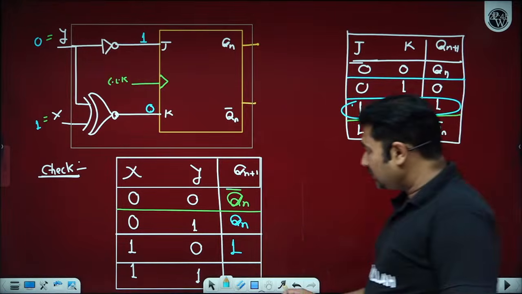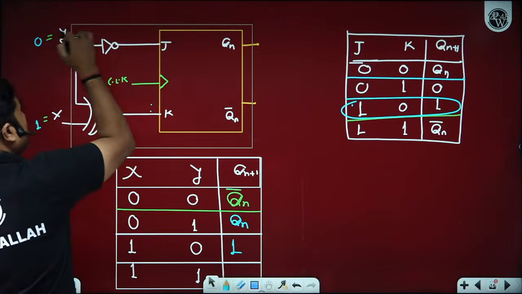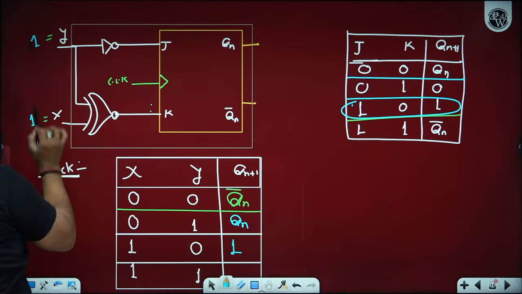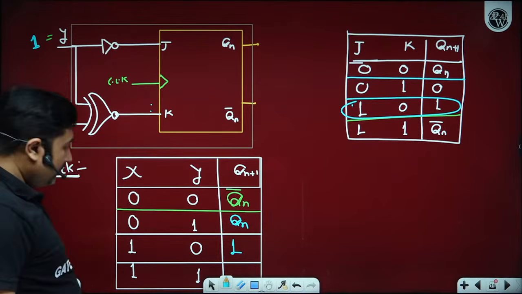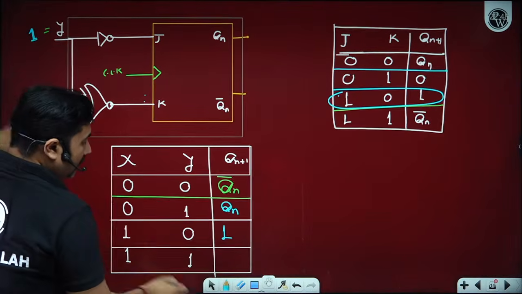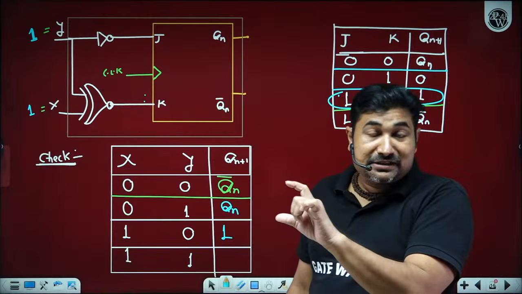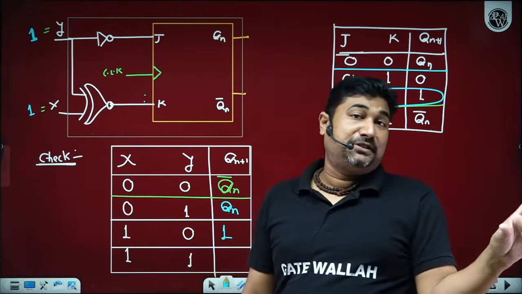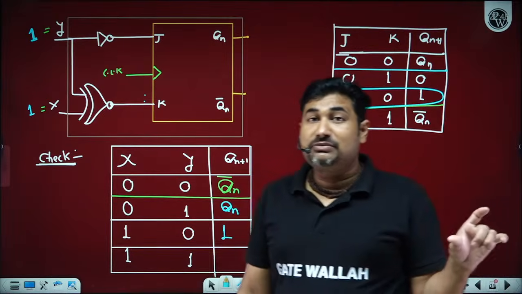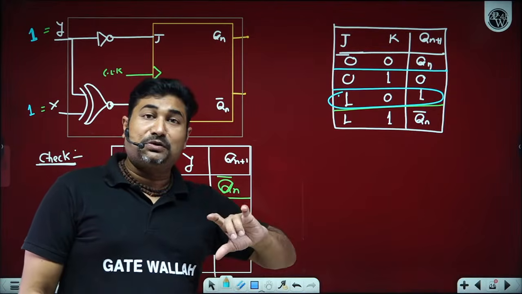Now come to the last one, 1, 1. Before applying clock pulse, first find input to the flip-flop. Remember this line. This line is sufficient to solve 90% of the GATE questions, 90% of any competitive exam questions asked from sequential circuits. Before applying clock pulse, first find input to the flip-flops.